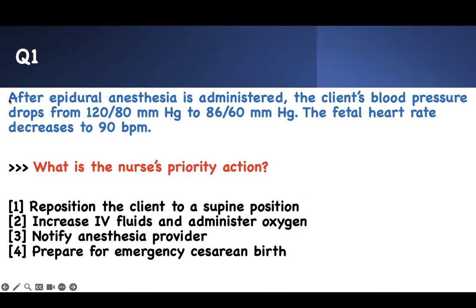So I'm going to underline it. And I said priority action. I'm going to put a star over here like that. So that's the priority action. That's what I'm going to do.